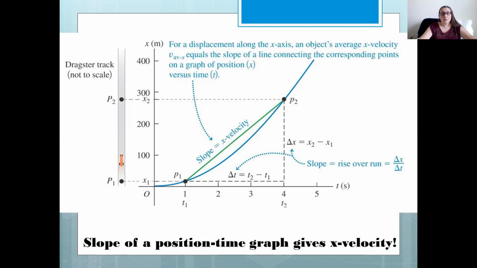That's going to be a really important thing to remember. If you take notes on these lectures, write that down, put a star next to it. This is going to be a key concept that we come back to over the next couple of days. The slope of a position time graph gives us velocity. Okay, that change in position over change in time.